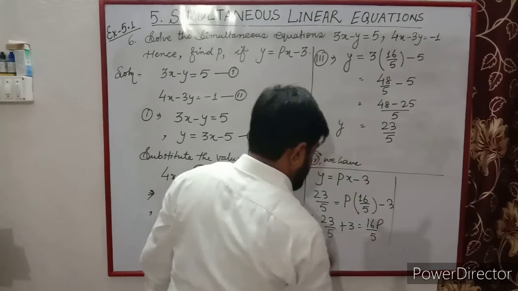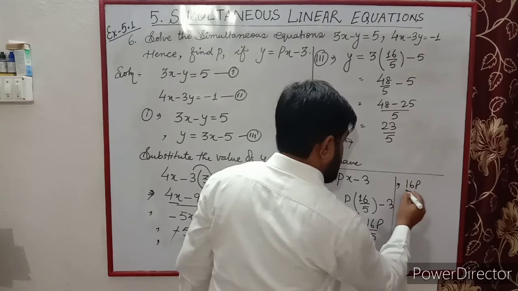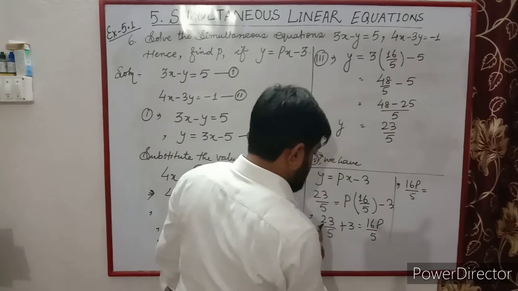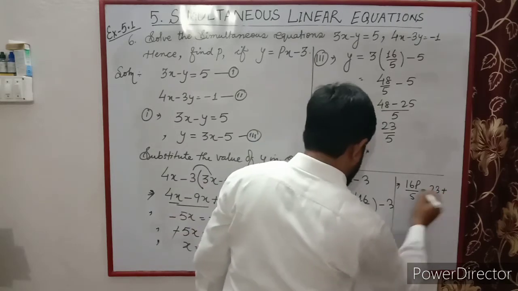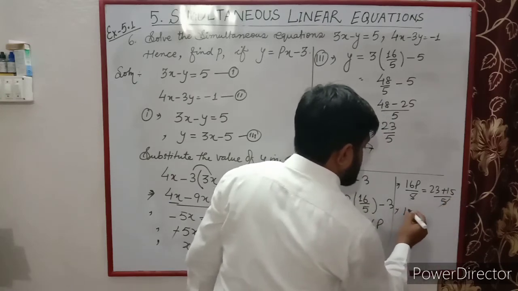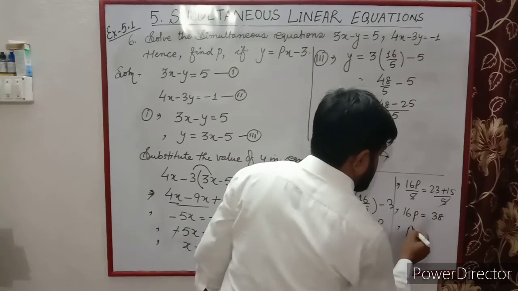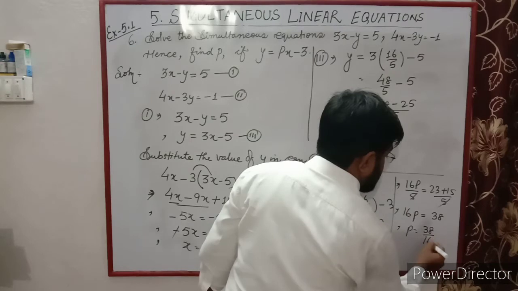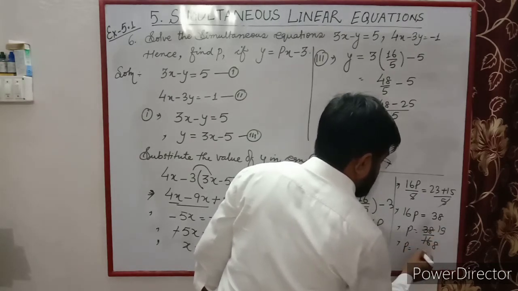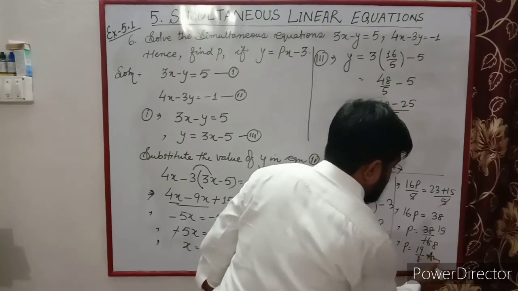Now after simplification we have 16 p by 5 is equal to 23 plus 5 times 3, which is 15, by 5. So 5 cancelled out. So 16 p is equal to 38. So p is equal to 38 by 16. After simplification we have 19 by 8. So the value of p is 19 by 8. That is the answer.